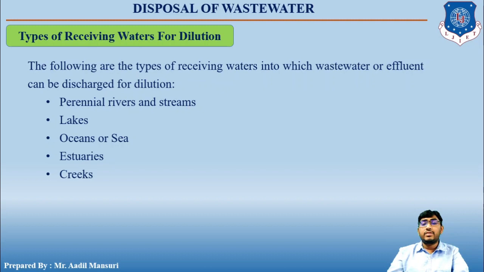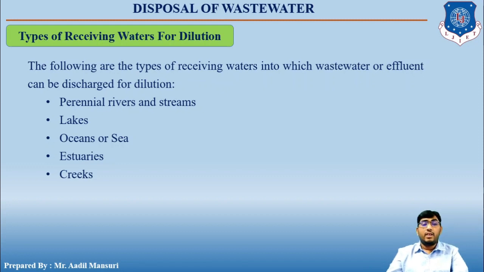Then sometimes, especially when perennial streams are not available, you go for lakes. Various characteristics of lakes such as size, shape, volume of fresh water flowing into it, etc. should be critically examined before deciding the self-purifying capacity.